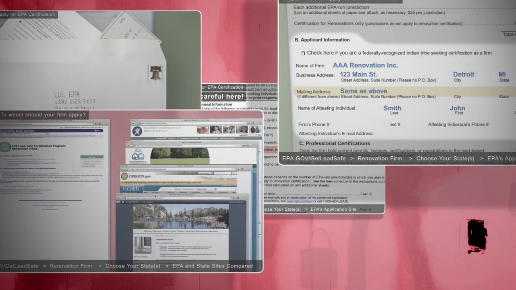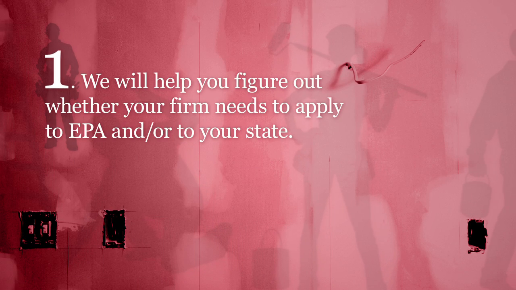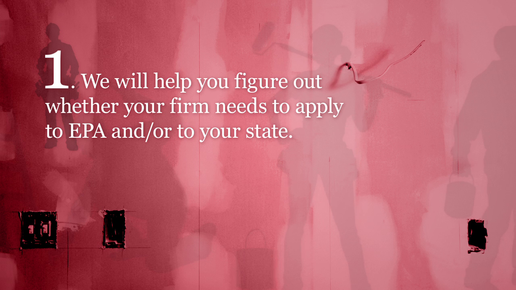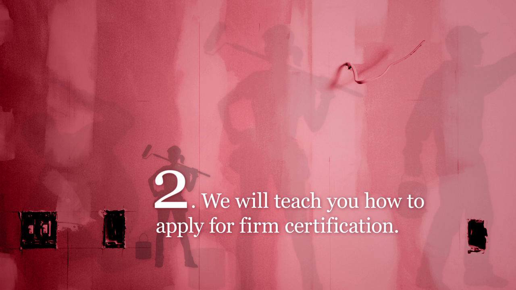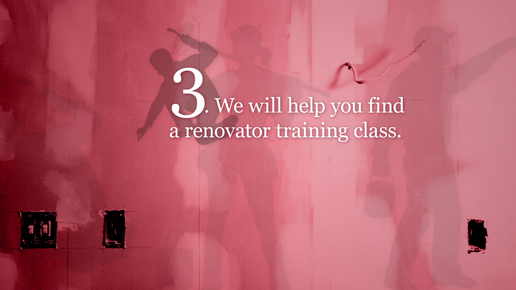We will teach you how to comply with these RRP requirements in 3 easy steps. 1. We will help you figure out whether your firm needs to apply to EPA and/or to your state. 2. We will teach you how to apply for firm certification. 3. We will help you find a renovator training class.